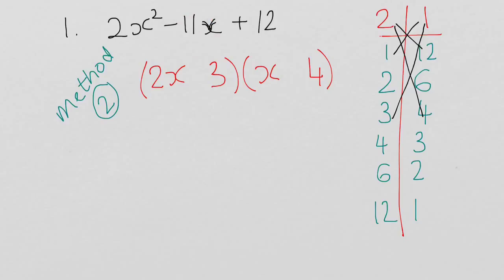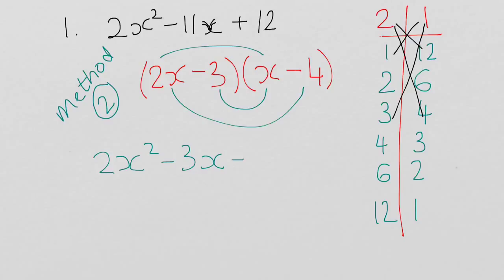We want negative 11x. So in order for that to be negative 11x, you need to think about your signs. These are going to have to be minus. And you can always check that again. 2x times x, so we'll just expand the bracket, so 2x squared. Negative 3 times x is minus 3x. 2x times negative 4 is negative 8x. And negative 3 times negative 4 is plus 12.